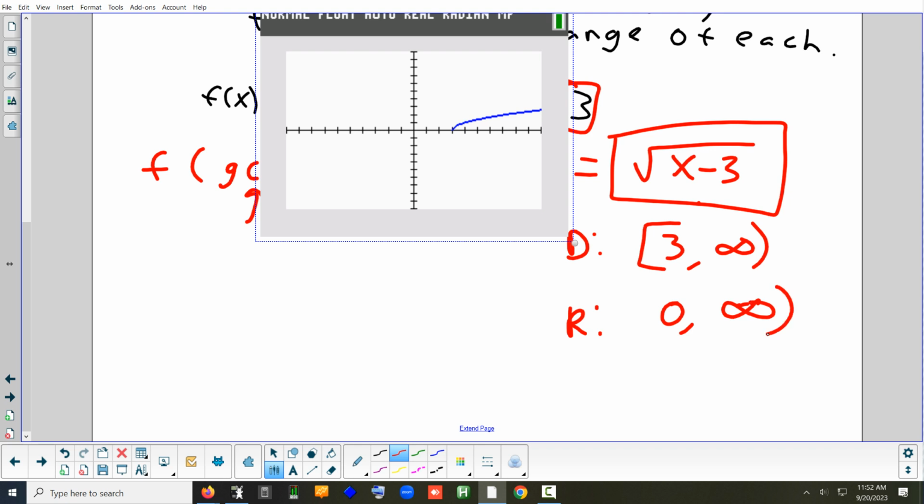We never reach infinity. Do we reach 0? Yes. In fact, if you plug in the number 3, 3 minus 3 is 0, and the square root of 0 is 0. So that's your domain and range. From 3 to the right, and from 0 up. Question on that?